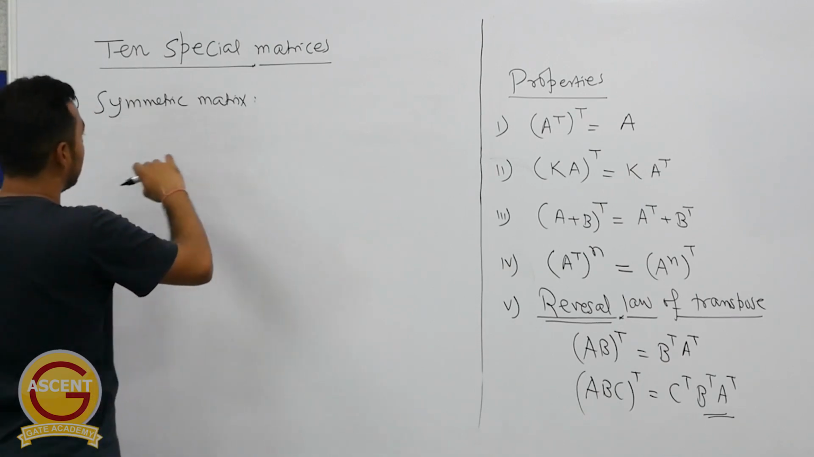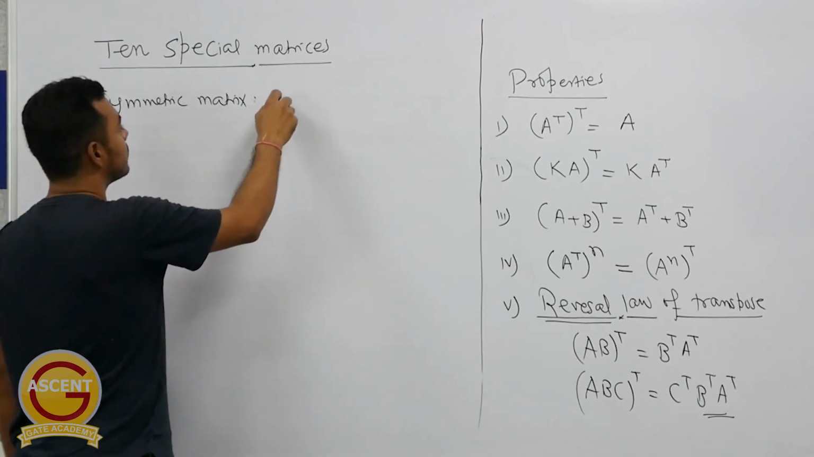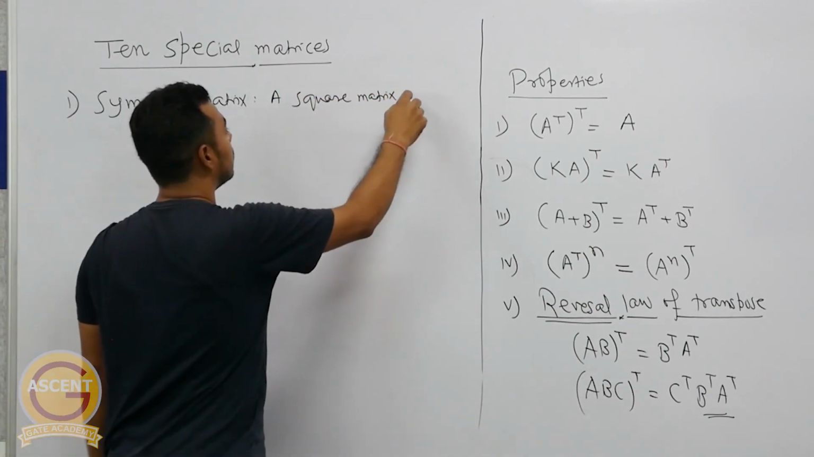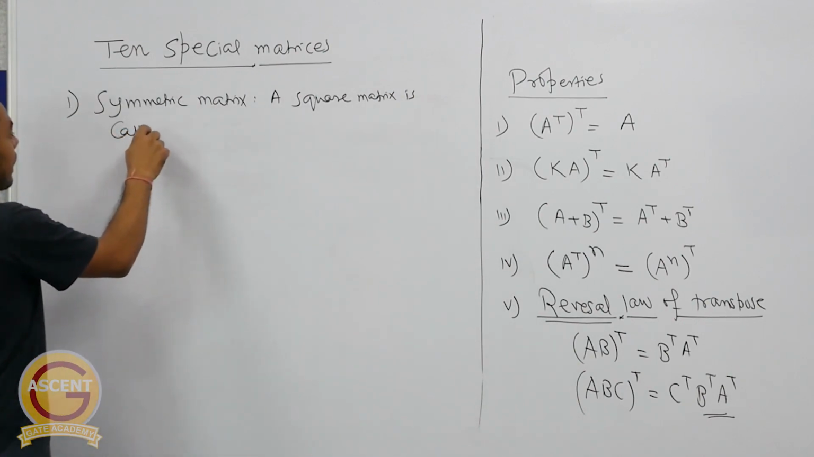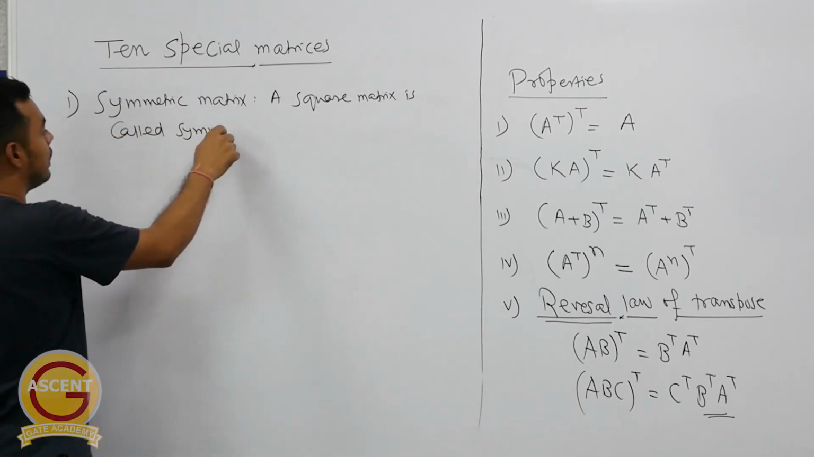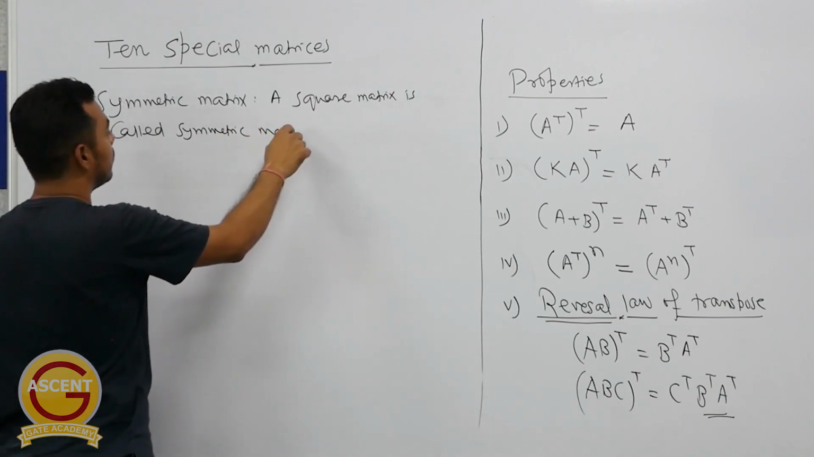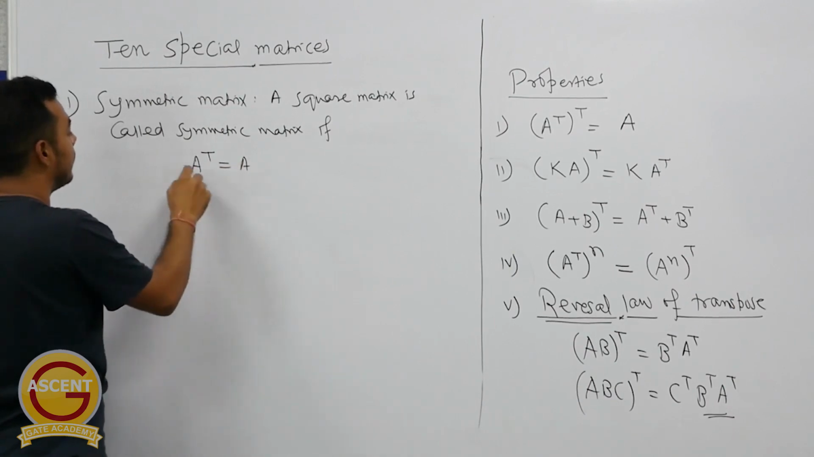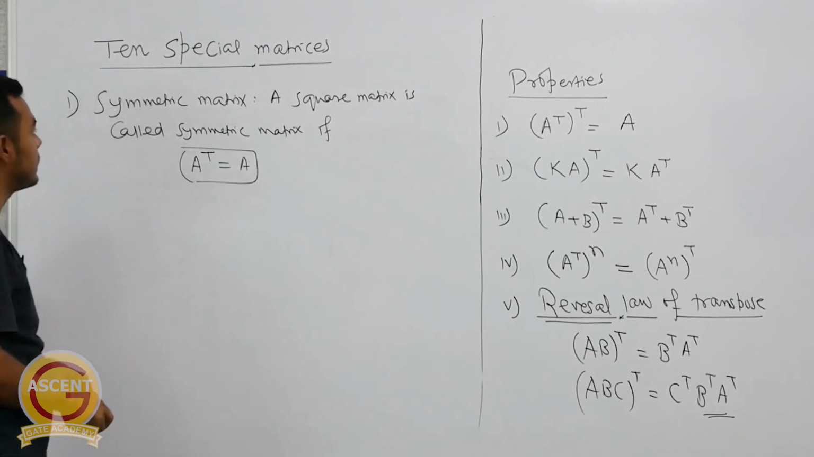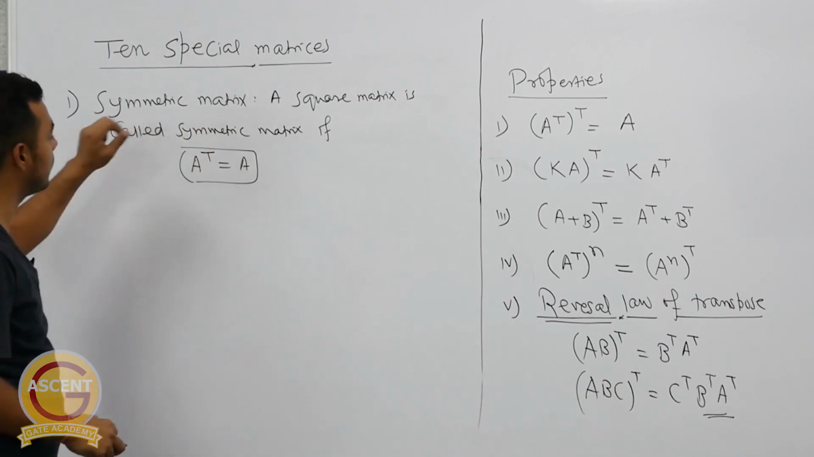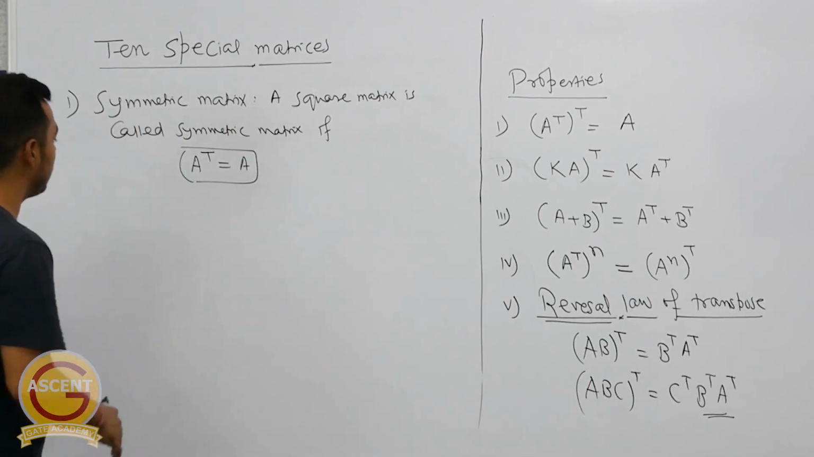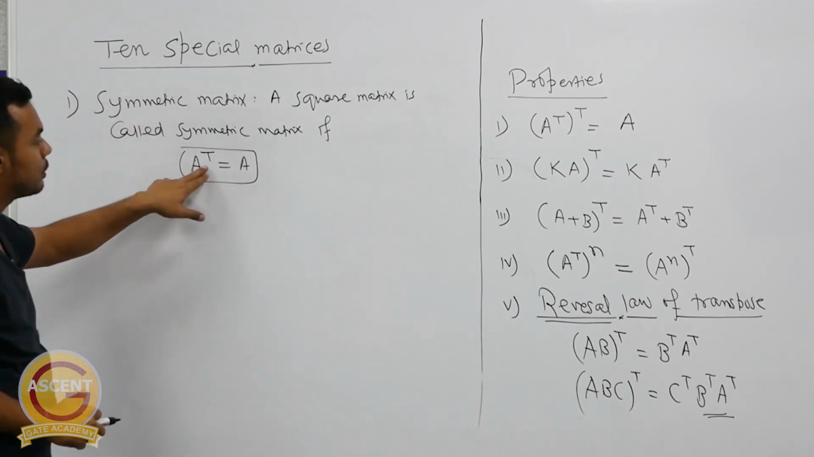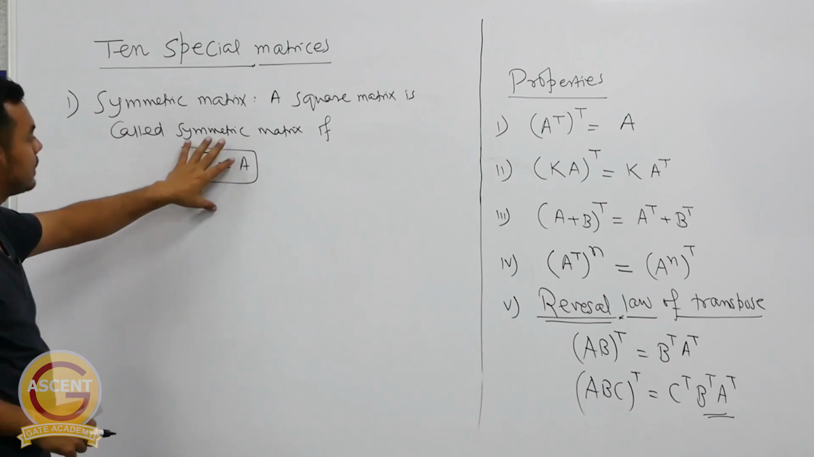The definition of the symmetric matrix is: a square matrix is called a symmetric matrix if A transpose is matrix A. If you take the transpose of a matrix and you get the same matrix, then this matrix A is called a symmetric matrix. Obviously this is a very basic definition. In order to check whether a matrix is symmetric or not, first you have to calculate the transpose. Then if you get the same matrix, it will be symmetric.